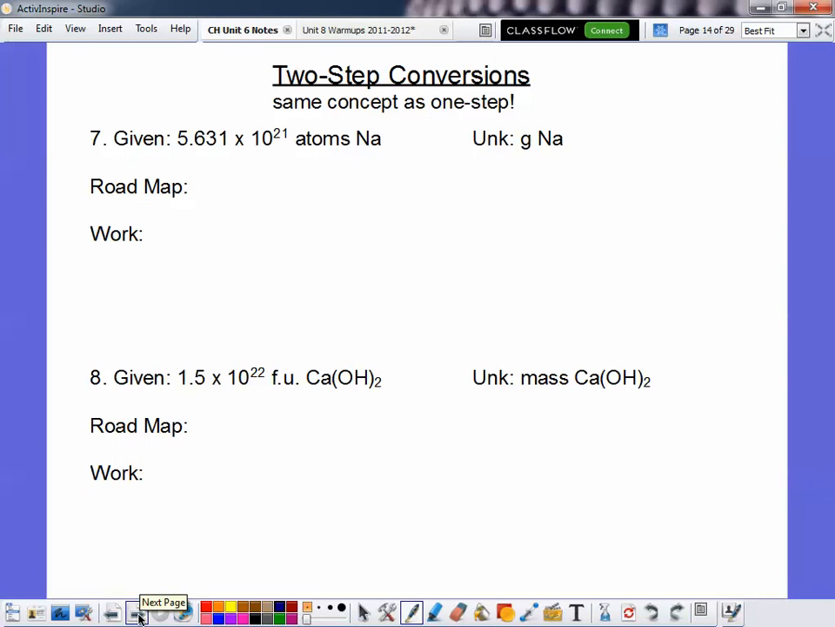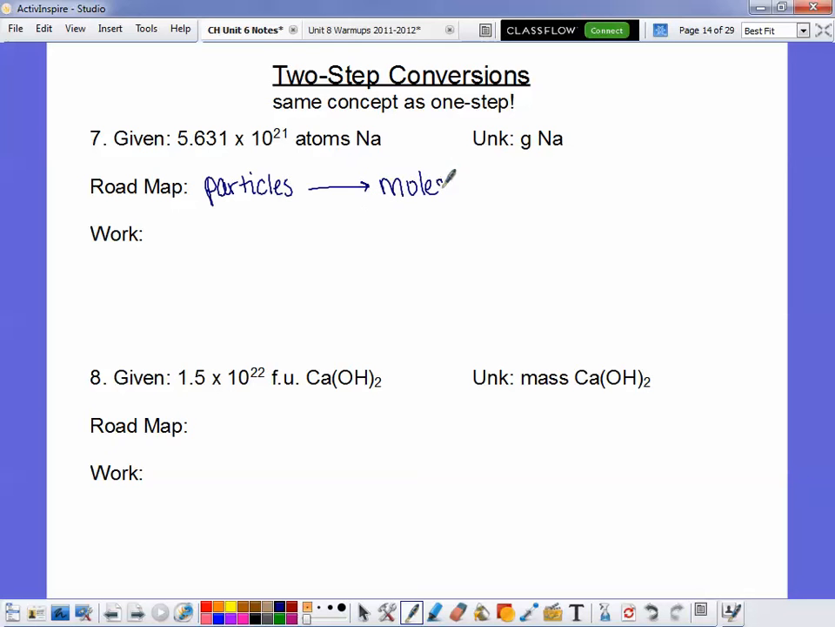So let's look at this first one. We have 5.631 times 10 to the 21st atoms of sodium, and we are converting to grams of sodium. So let's write out our roadmap. It's going to have two steps to it, though. Atoms is a type of what? Particle. So we're starting at particles, and we're eventually getting to mass, but where do we have to go first? Moles. And then we will go to mass.